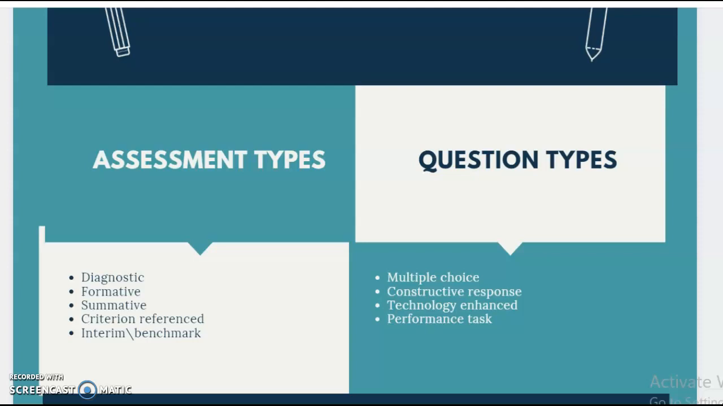Next, we're going to get into the question types that are associated with assessments or whenever you're assessing students. First is multiple choice, which is basically a select response. Usually it's four choices, or it could be more. We're very familiar with that. Then we have the constructive response. This is a one-part question where the student elaborates, writing a given graphic response.